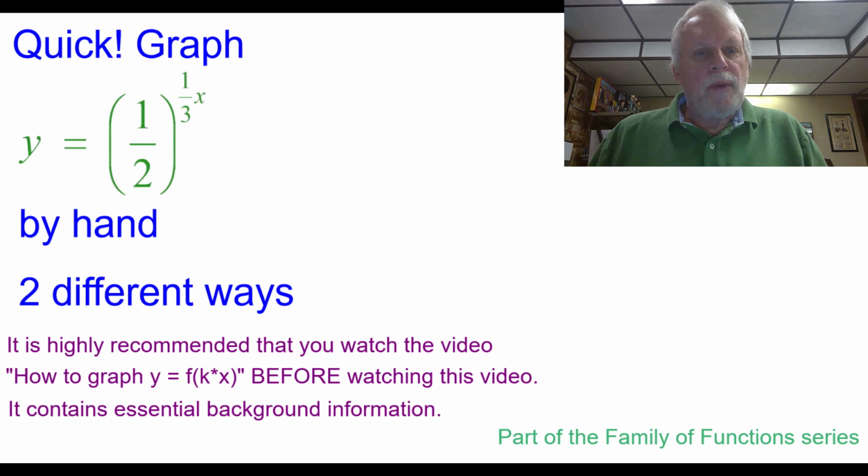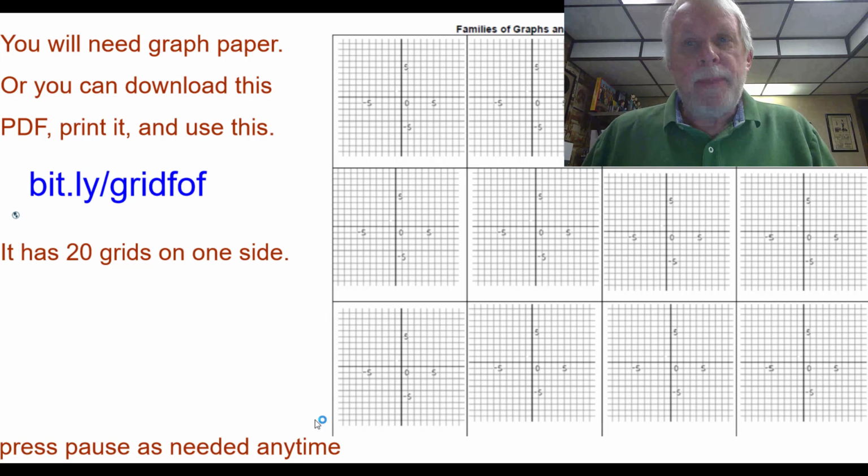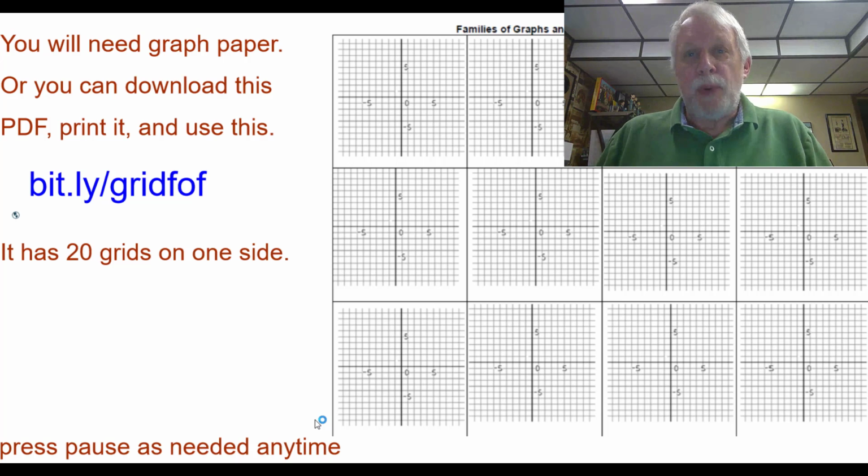Quick, graph y equals 1/2 raised to the 1/3 x power by hand 2 different ways. It is highly recommended that you watch the video How to Graph y equals f of the quantity k times x before watching this video. You will need graph paper, or you can download this PDF and print it. Press pause as needed anytime during this video.